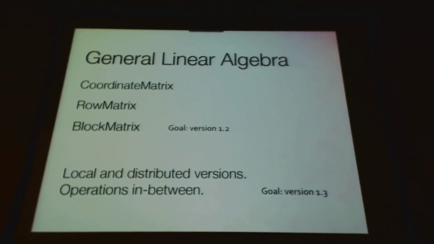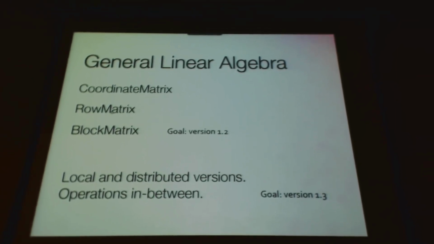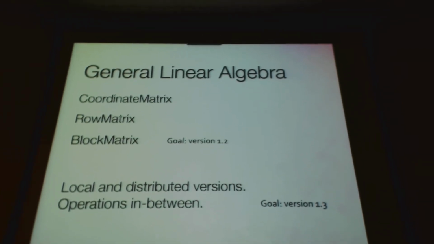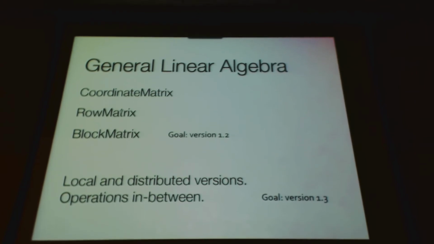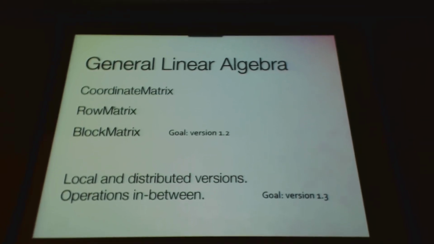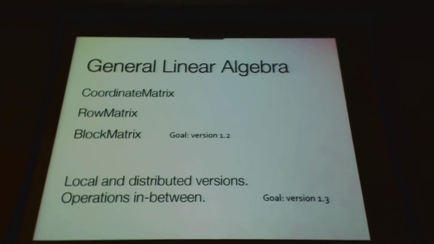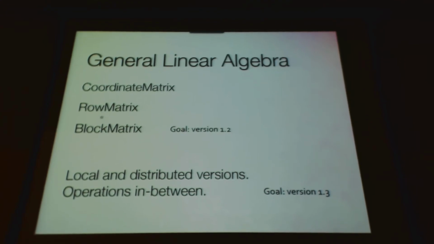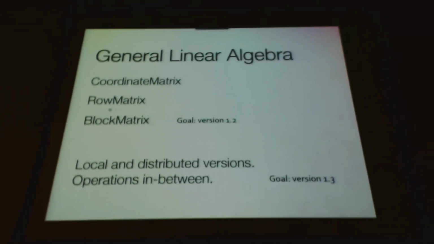And then you have three different matrices, and you're going to multiply them together. Every single pair is going to be a different implementation, because these are all different on the back end. So multiplying a coordinate matrix by a row matrix needs an implementation, a row matrix by a block matrix as well, and all the pairs here.